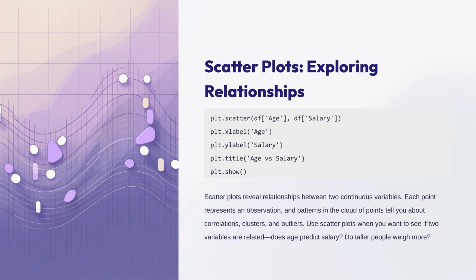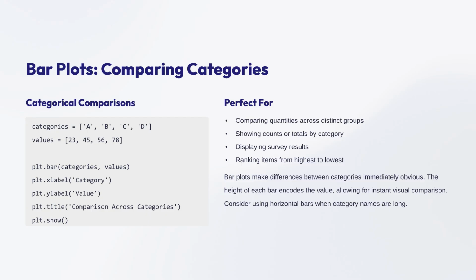Scatter plots help explore relationships between two continuous variables. Each point represents an observation, revealing correlations, clusters, and outliers. For example, we can examine if age predicts salary. Bar plots are perfect for comparing quantities across distinct categories, making differences immediately obvious. The height of each bar encodes the value, which is great for displaying counts or ranking items.